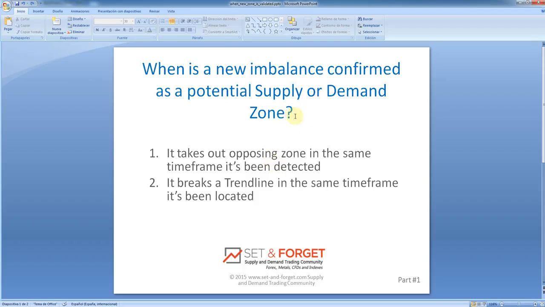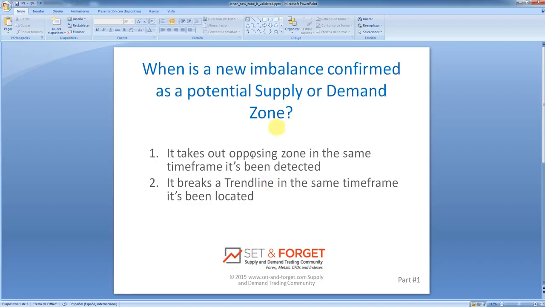possibilities only. A level will be valid if it takes out its opposing zone in the same time frame where it's been detected. And it will also be valid if it breaks a trend line in the same time frame where it's been located. Those are the only two options where a new imbalance is confirmed as a supply or demand zone.